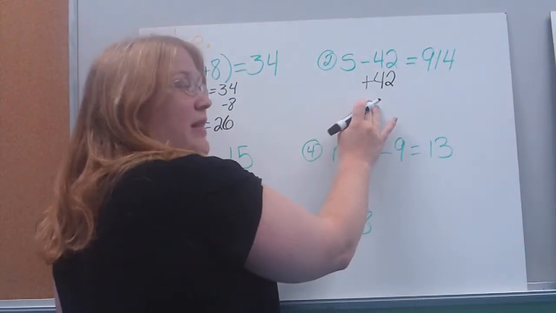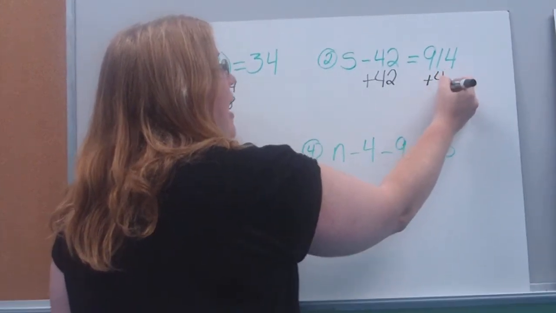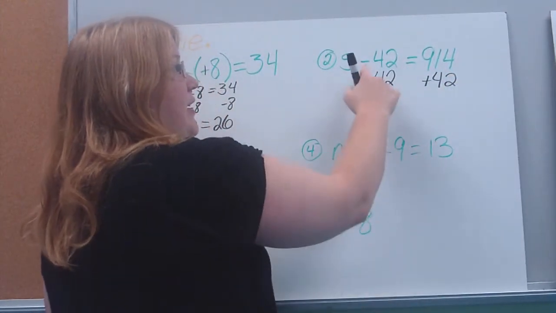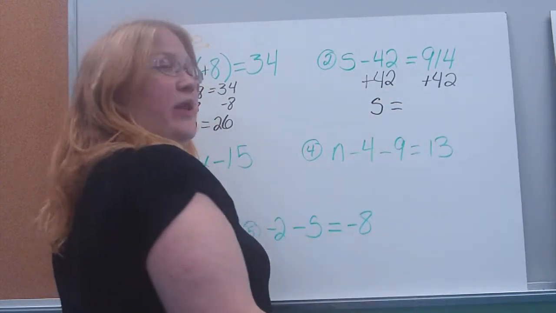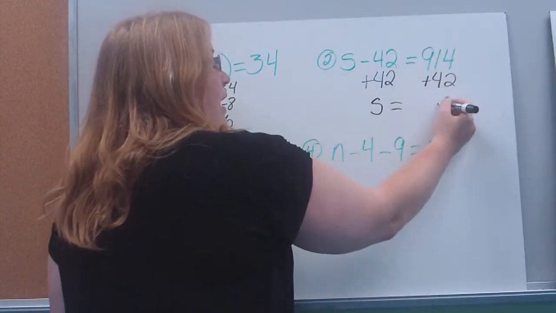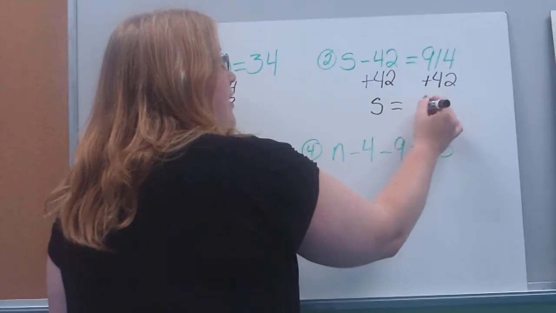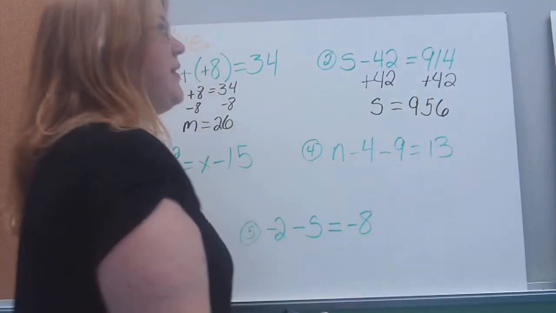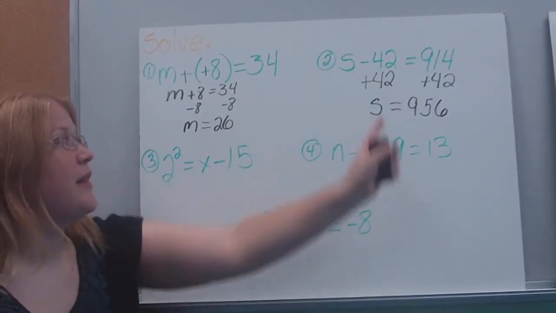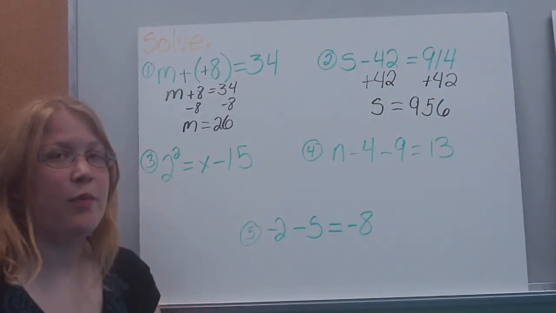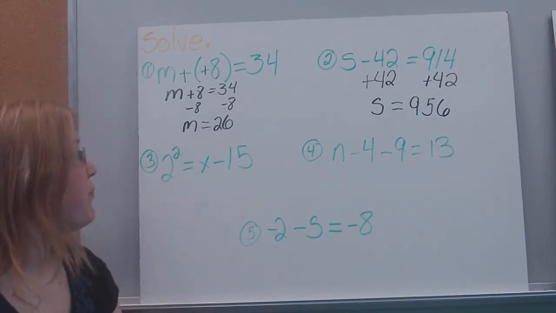If I add 42 to this side, I also have to add 42 to this side. Since we were taking that away, adding it in makes it cancel out, so I'm left with only S on this side. When I add these up, I wind up with 956. Then to check if you're right, you can always just plug that back in for S, and you should wind up with a true statement.